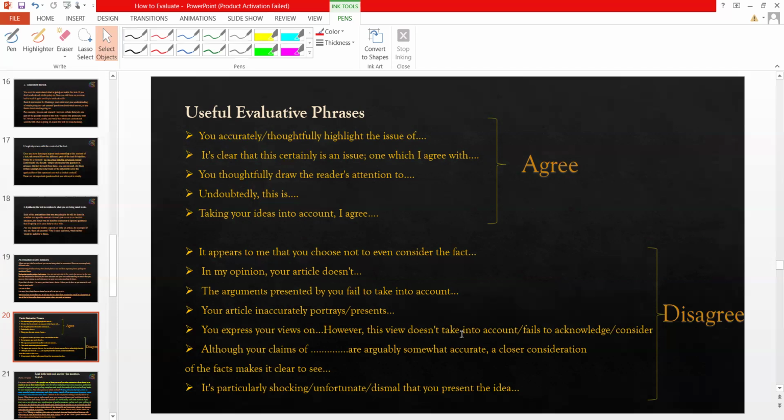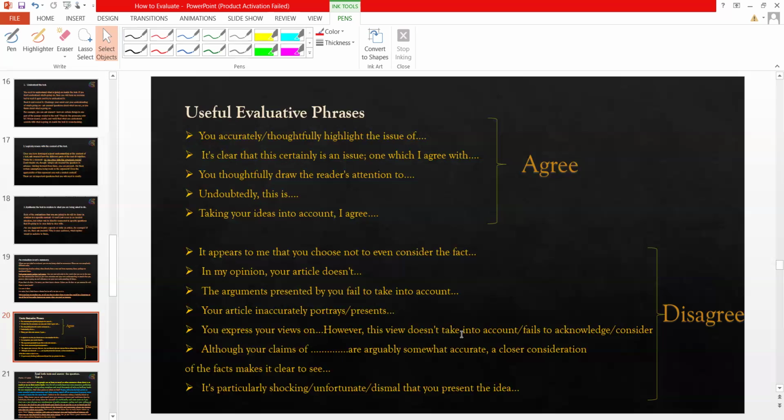I'll just read out one or two for you. "You thoughtfully draw the reader's attention to whatever." Okay, you agree with whatever point the writer has written, taking your ideas into account. "I agree with whatever the topic is, or whatever the reasoning is, or whatever the point is." If you agree with it, you can start writing like this. Okay, it's not necessary that you should argue with each and every point.